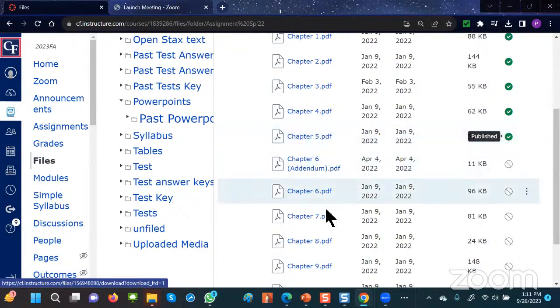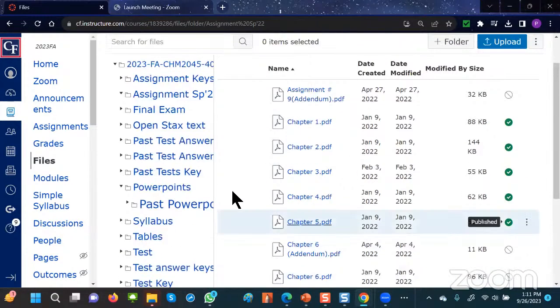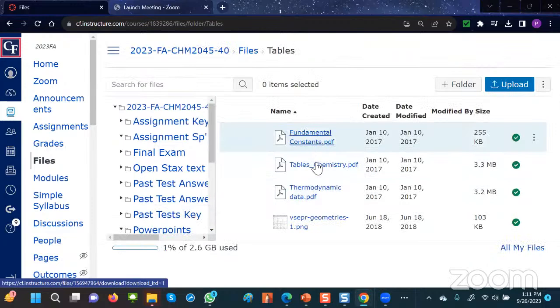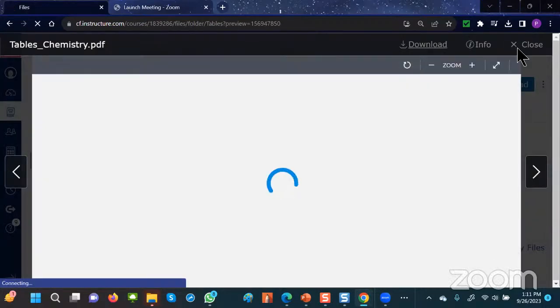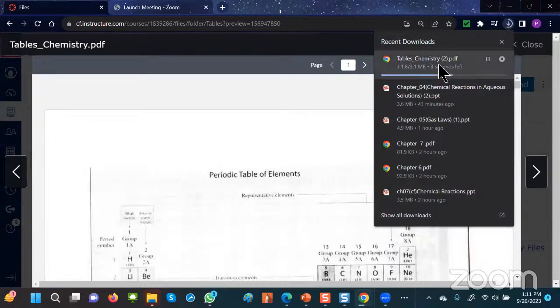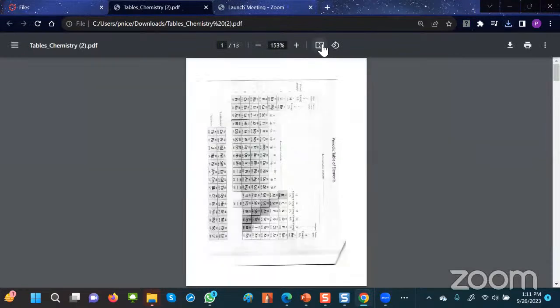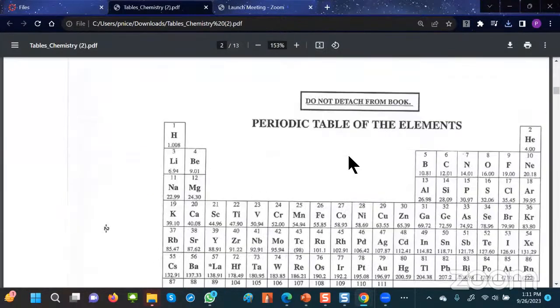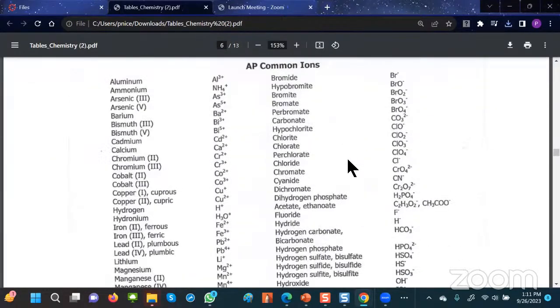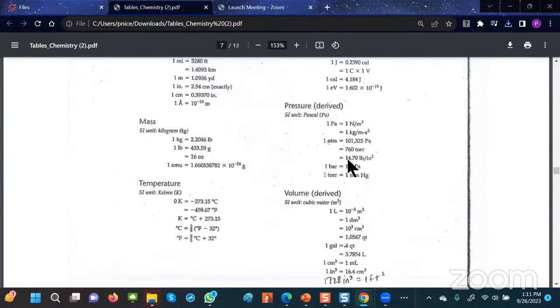And by the way, the conversion tables for the different pressure units, you can go to tables and tables chemistry. And let me just show you where they're located. So they are located right here.